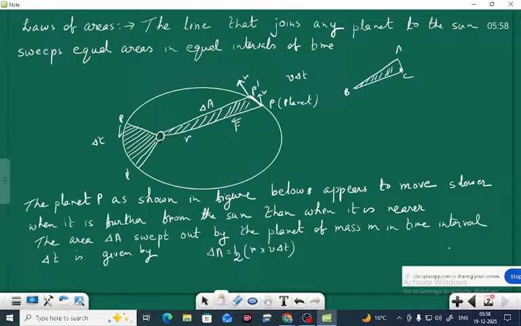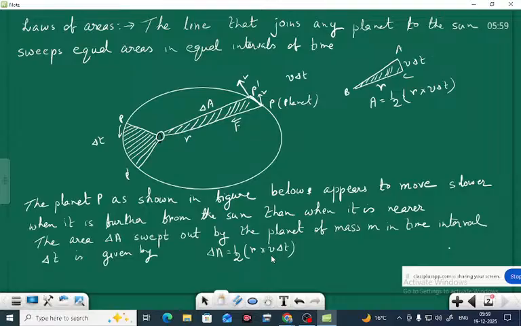This BC is the R, the radius, and AC is the height, and that is V del t. The area of a triangle is half base into height, that is half into r into v into del t. This is the area of the triangle. So here also we find the area of the triangle as half into r into v into del t, right?